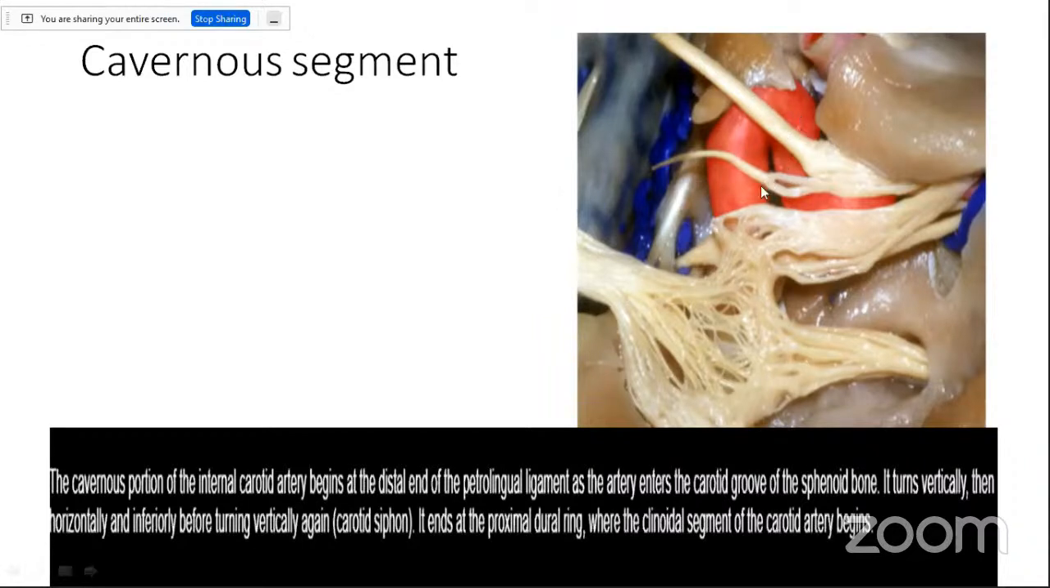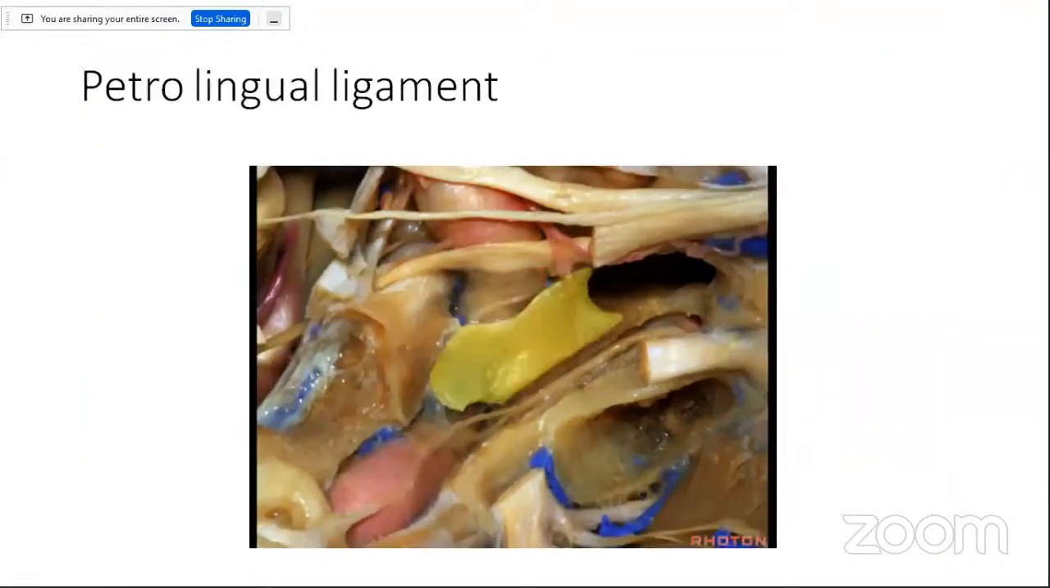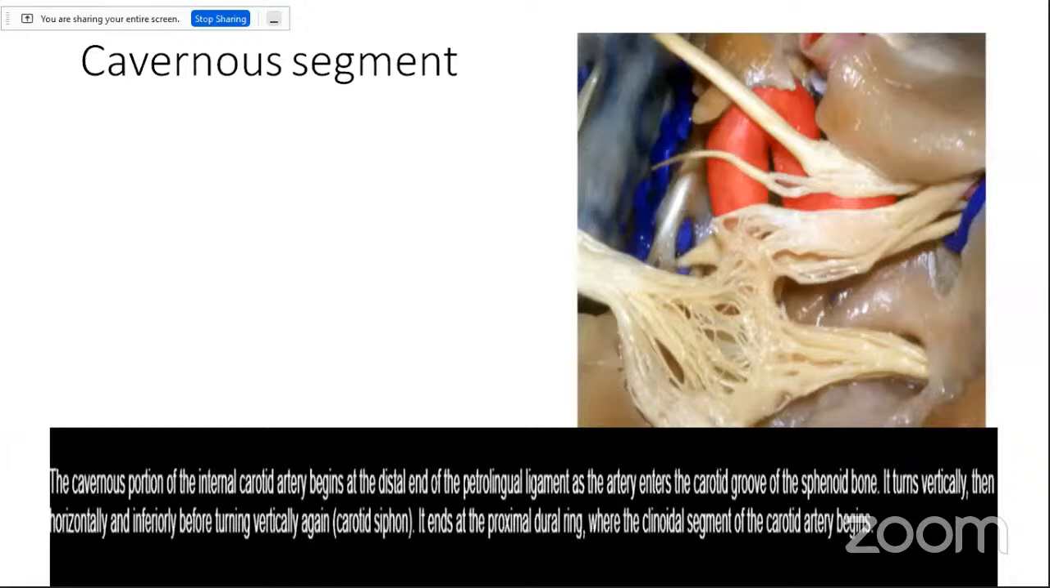The cavernous segment begins at the region of the ligament that we already discussed. We can see it again in the diagram. This ligament, which is the petrolingual ligament, marks the beginning of the cavernous segment, and the cavernous segment ends at the proximal dural ring, which marks the beginning of the clinoidal segment. And these are a few of the turns that are important for the cavernous segment. It turns vertically, then horizontally, and then turns vertically again. This is the carotid siphon.